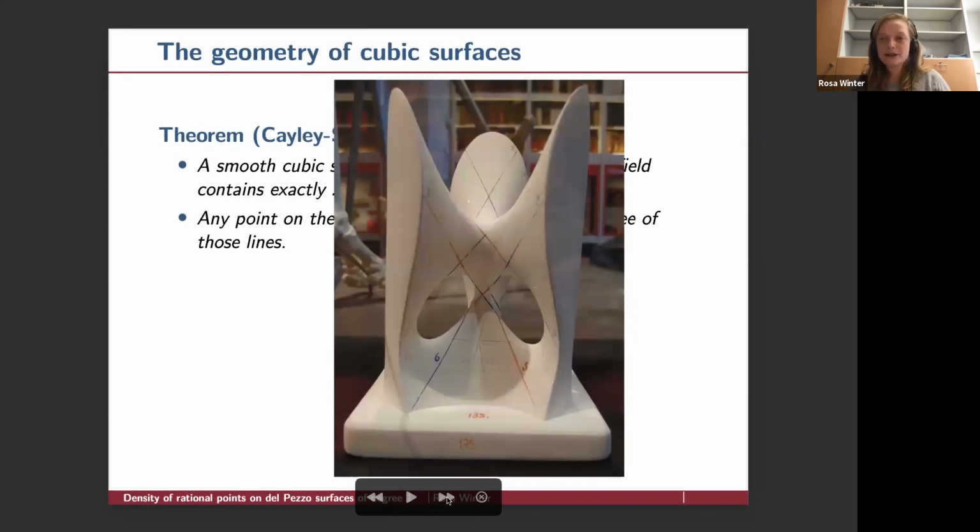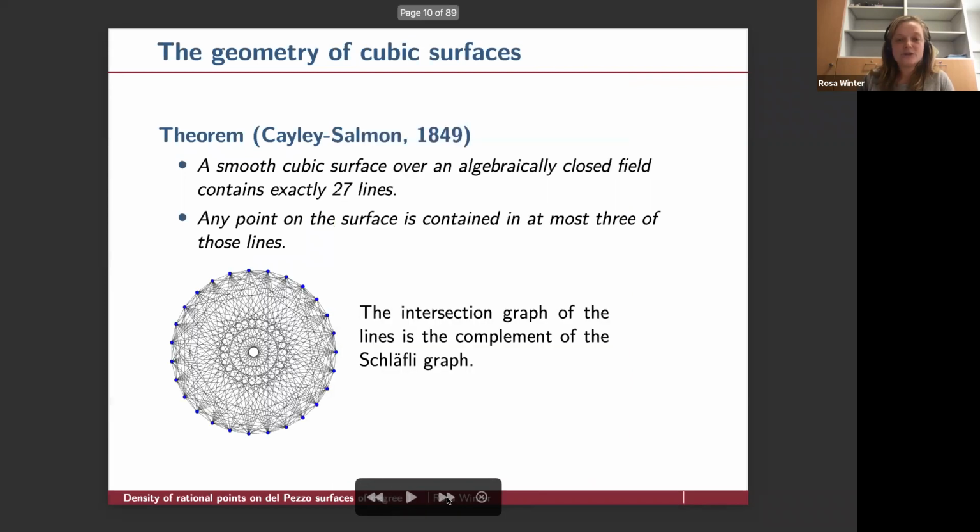Here you see the picture a bit zoomed in, and you see all those lines very nicely. You see how they intersect. This is very classical stuff. We know more than just that there are at most 3 lines intersecting. We know completely how they intersect. The intersection graph of these lines is the complement of the Schläfli graph. So the geometry of cubic surfaces is very well understood.